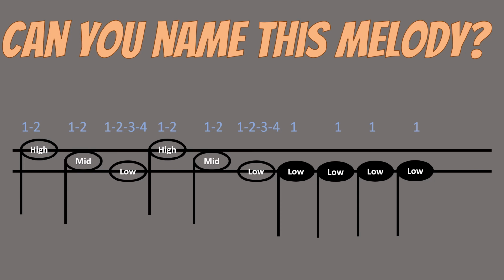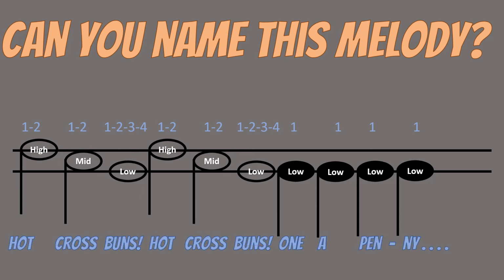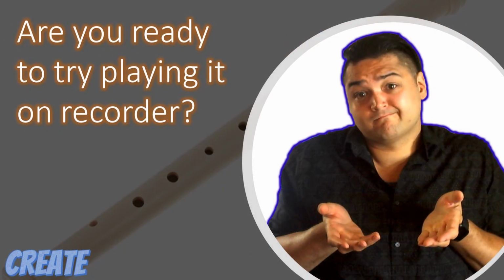Can you guess it now? High 2, mid 2, low 2, 3, 4. High 2, mid 2, low 2, 3, 4. Low, low, low, low. It's Hot Cross Buns. Hot cross buns. Hot cross buns. One a penny.